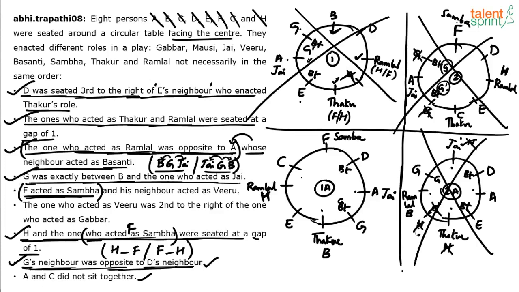G was exactly between B and J is done. F acted as Samba and his neighbor acted as Viru. F is Samba, neighbor is Viru. So it can be C or D. Viru can either be C or D. Okay, but the one who acted as Viru was second to the right of the one who acted as Gabbar.